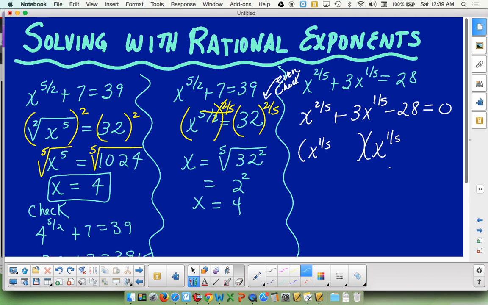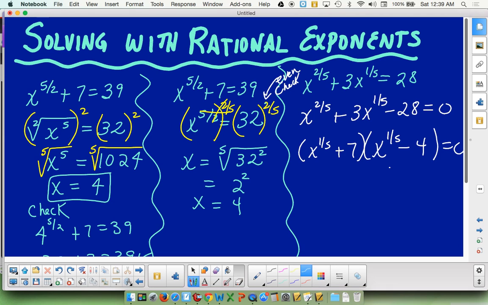If I factor with x to the 1/5 and x to the 1/5, when I multiply those, I'll add the exponents. 1/5 plus 1/5 will make the 2/5 I need. So if you always factor with the power on the middle term, it'll work. Okay, I still need factors of 28 that'll make a 3. Well, that's got to be 7 and 4. I need a positive 3, so it's got to be a plus 7 and a minus 4.